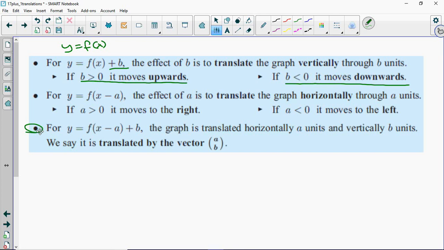Awesome. Now we look at horizontal translations. Notice here, we're going to be adding or subtracting a number, but instead of it being outside of the parentheses of f of x, now it's inside of the parentheses.